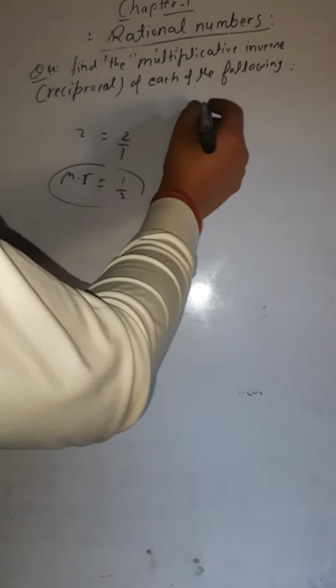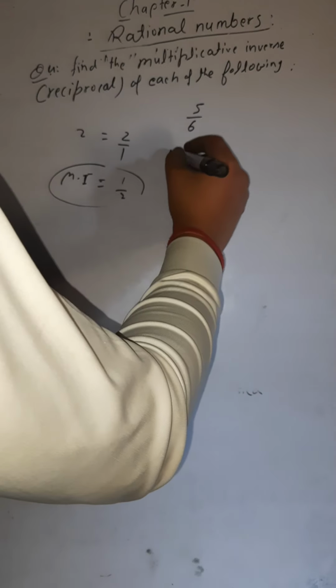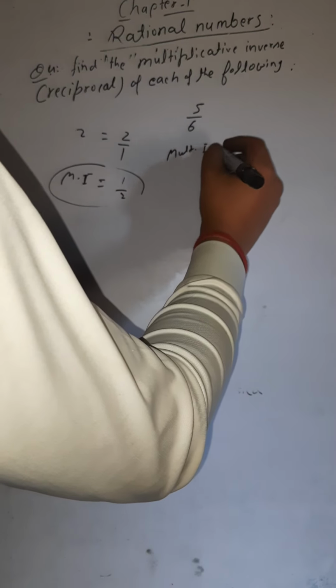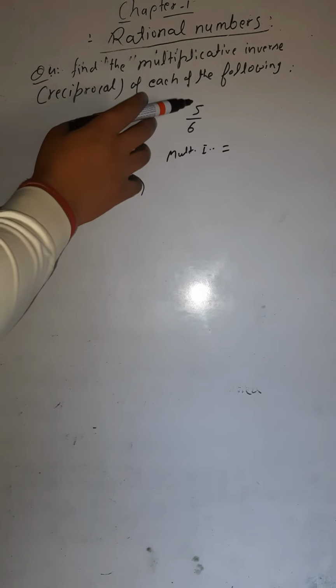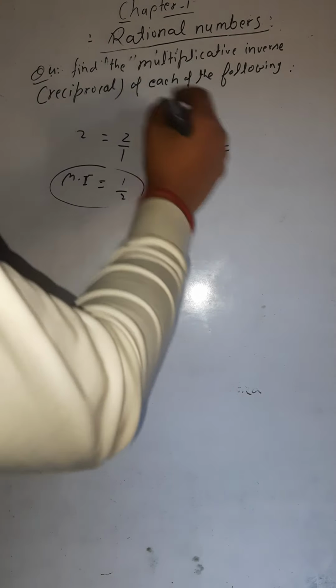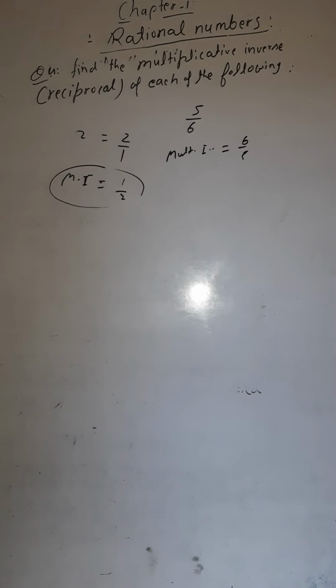Let's say I am giving you one example like 5 by 6, one rational number. Again you have to find its reciprocal, means you have to find its multiplicative inverse. Means the denominator will go up and the numerator will come down. So it would be 6 by 5. This is how you can write the inverse or the reciprocal of rational numbers.